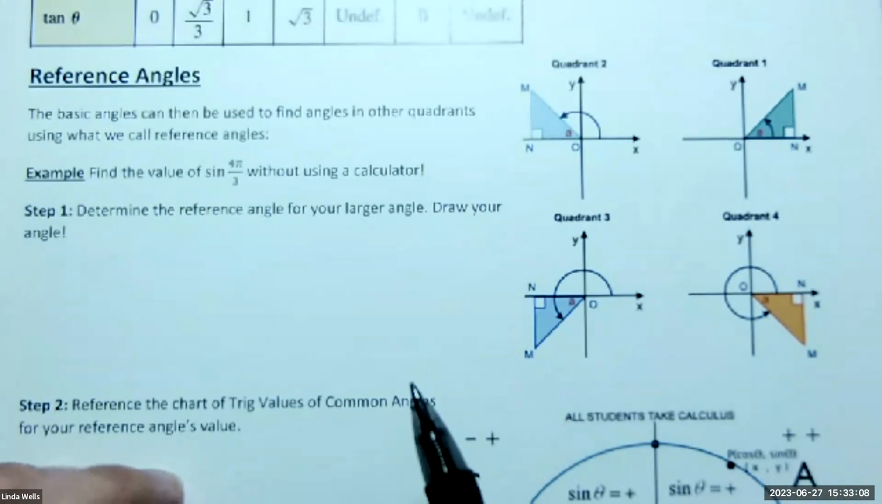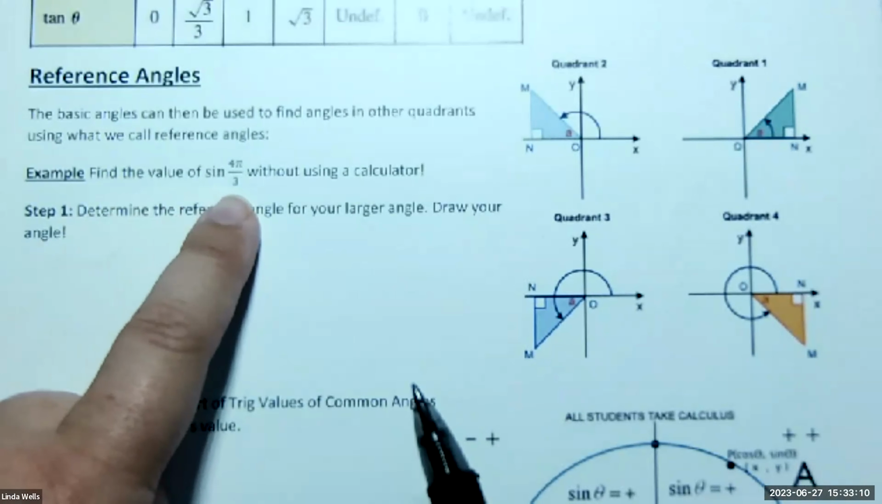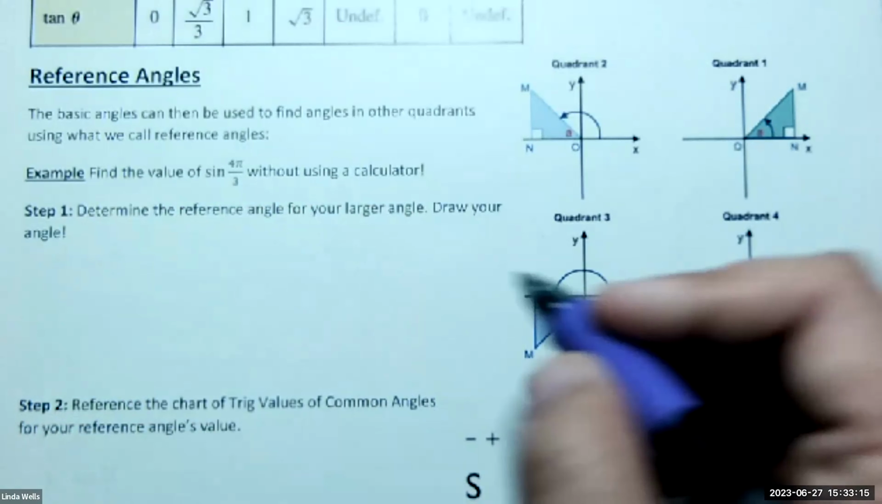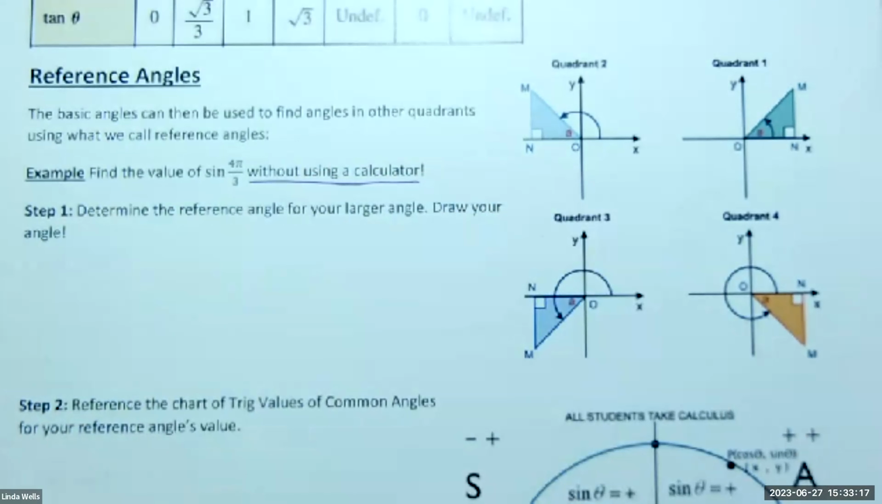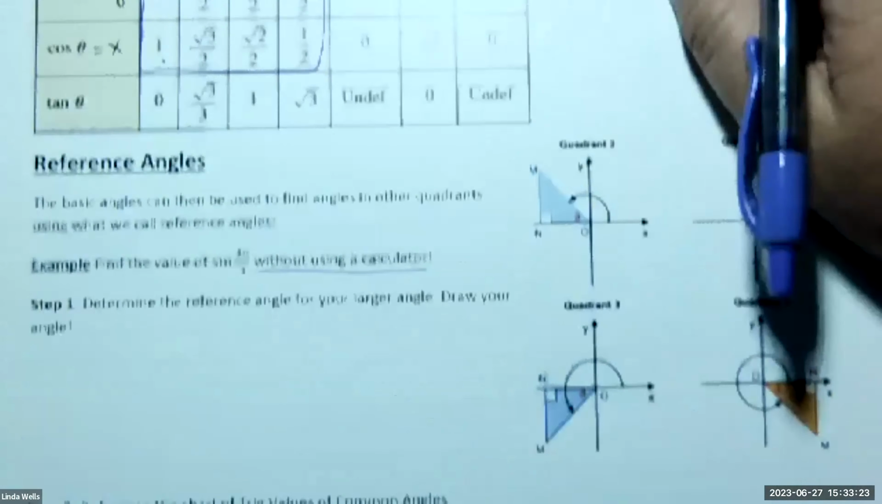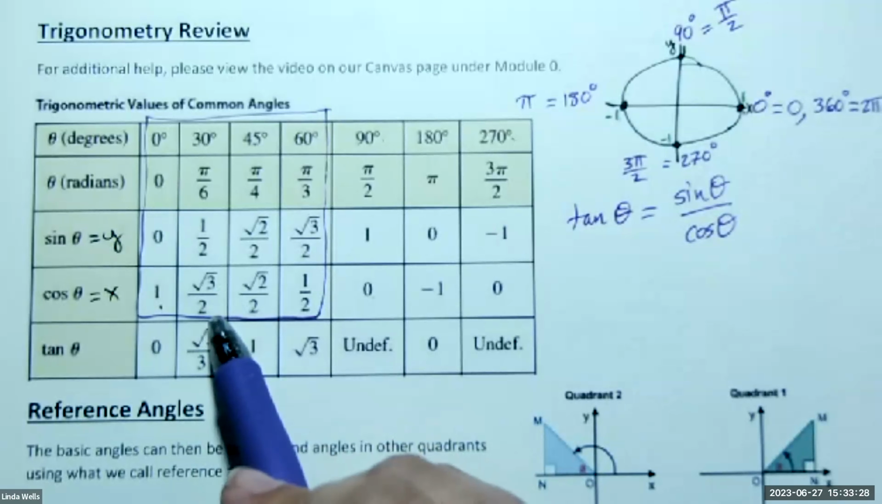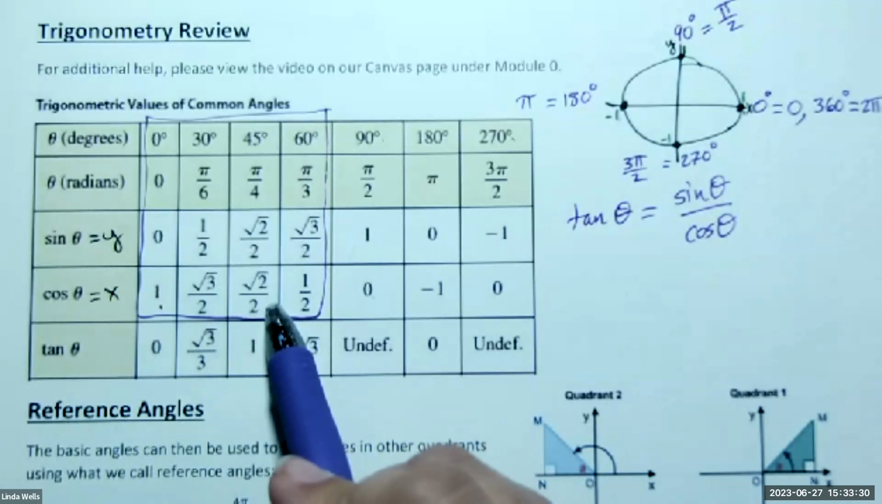For example, find the value of sine of 4 pi over 3 without using a calculator. Why is this important? Did y'all see the numbers in the table? Does the calculator give you a really annoying decimal number that's not exact? Our homework system and I want exact. So you can't use your calculator.